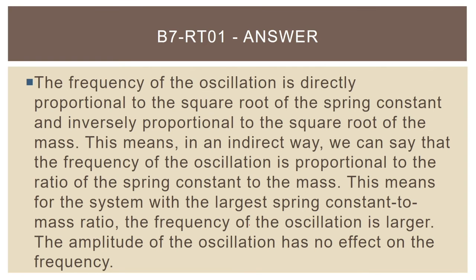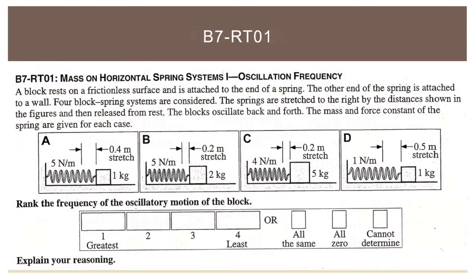This means for the system with the largest spring constant to mass ratio, the frequency of the oscillation is larger. That point here, starting there and going through to the next two lines, is very important. It's all about the ratio. Now, the last line is not overly important, but I do think it should be mentioned that the amplitude has no effect, only because they're trying to trick you by showing you different amplitudes here.